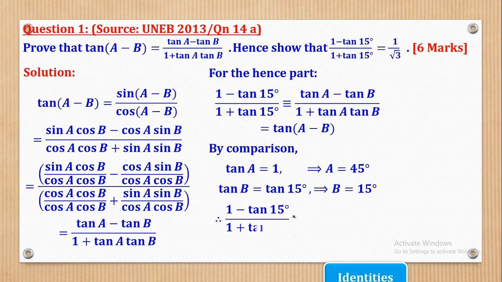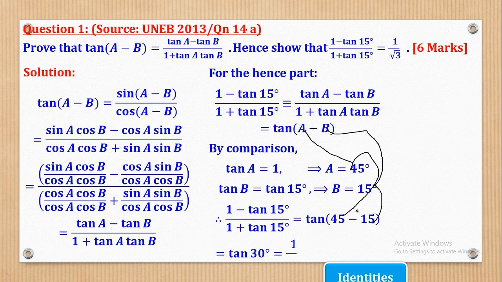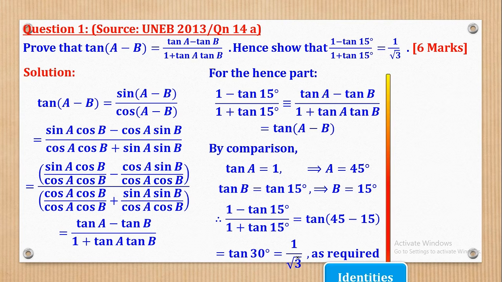Therefore, this one is equal to tan of A, where A is 45, and B, which is 15. And 45 minus 15 is 30, so tan 30 degrees is equal to 1 over root 3. This is under the particular angles. I think we covered that in O-level. So basically that's what they wanted.